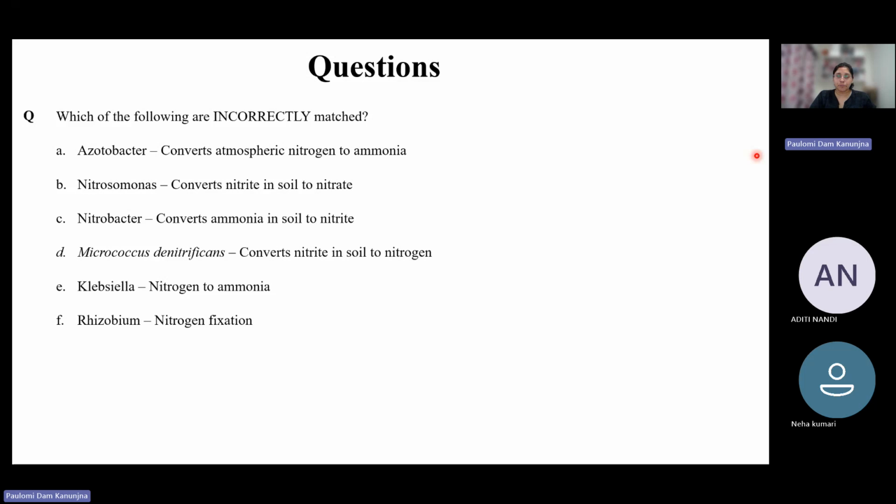So you have different microorganisms here, bacteria, and you need to tell me which ones are incorrectly matched for their functionality. So you have several bacteria here. So Azotobacter, and it says it converts atmospheric nitrogen to ammonia. So it's basically about nitrogen fixation. And as I told you, you have these several steps here and different microorganisms in those steps. So it's a question from that part.